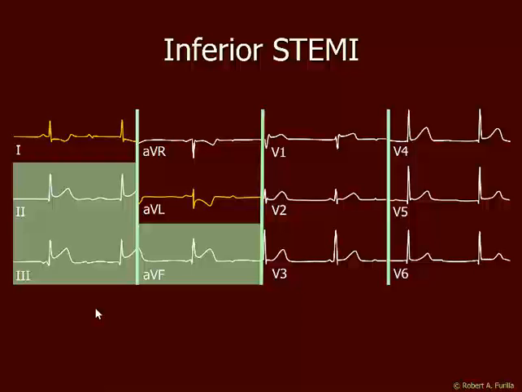And in this example, I was struck by what's happening right here. V1 is the only chest electrode located to the right of the sternum. Seeing a STEMI in V1 should further give you suspicion that right heart is involved.